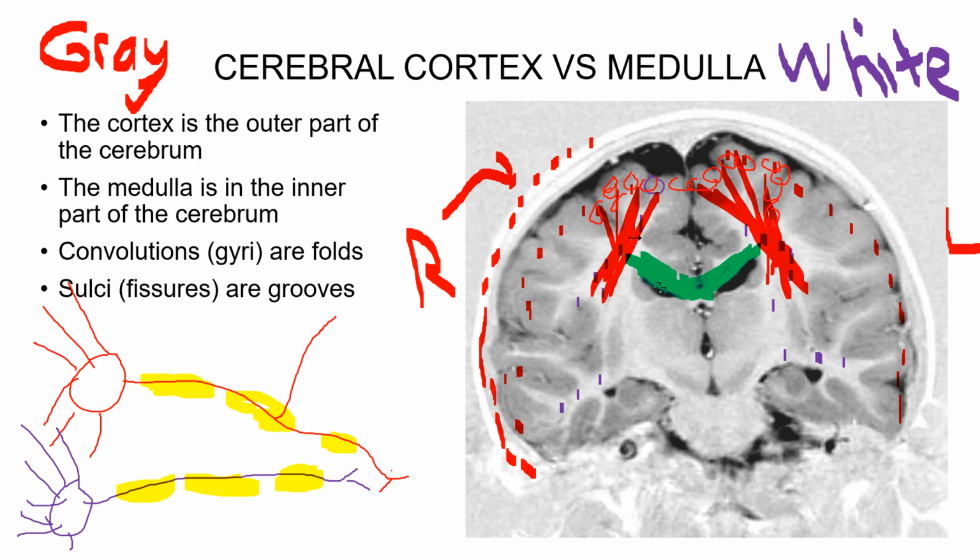So make sure you know the difference between the cortex and the medulla. The cortex is gray matter, the medulla is white matter. When we get to the spinal cord, we're going to get a little weird and flip-flop that order.